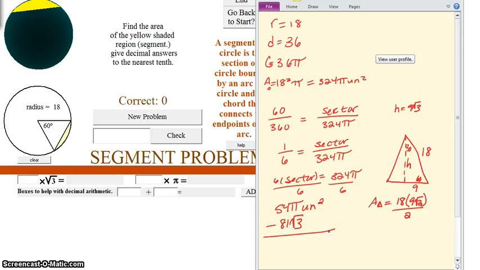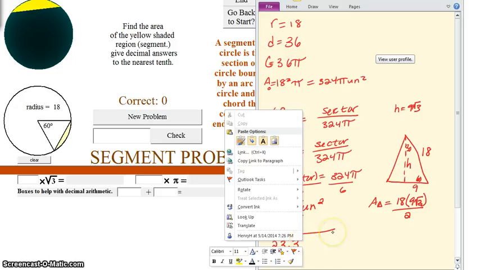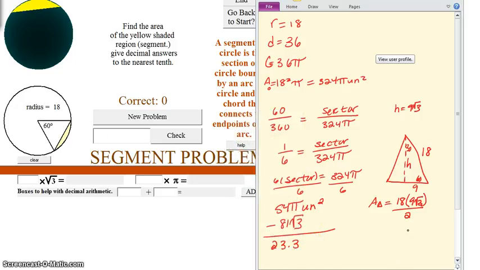So here is where we will enter these. I'm going to enter this as 54 pi. There's a pi button on your calculator. Minus 81 square root of 3. And I'm going to round the result to the nearest tenth. So, come on. 23.3 is what I'm going to enter here.